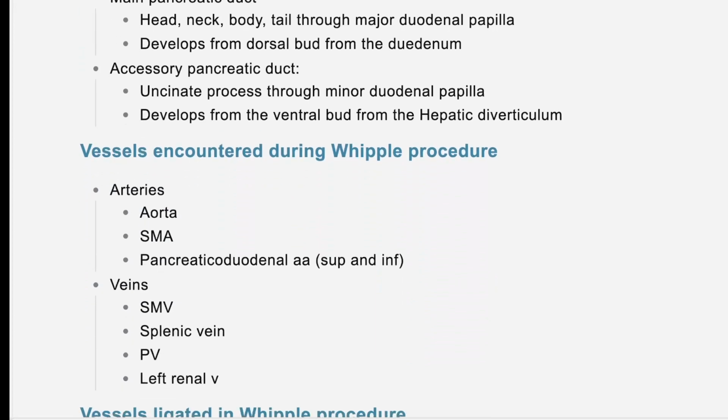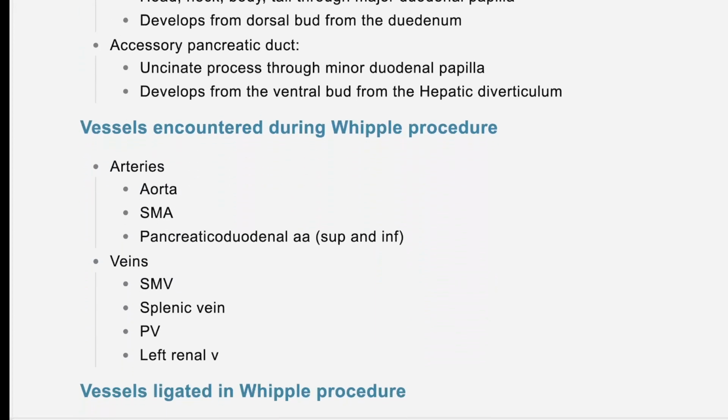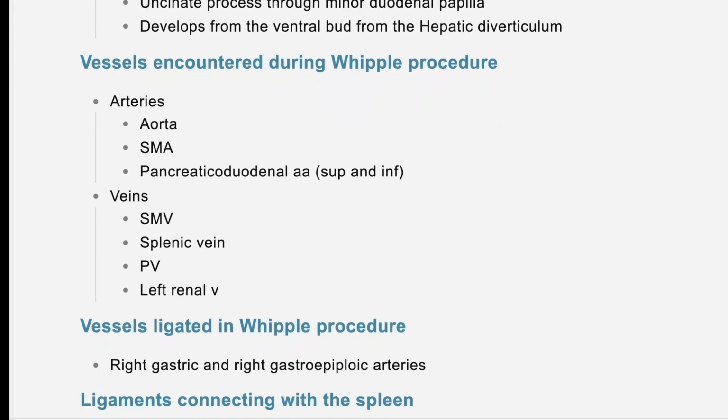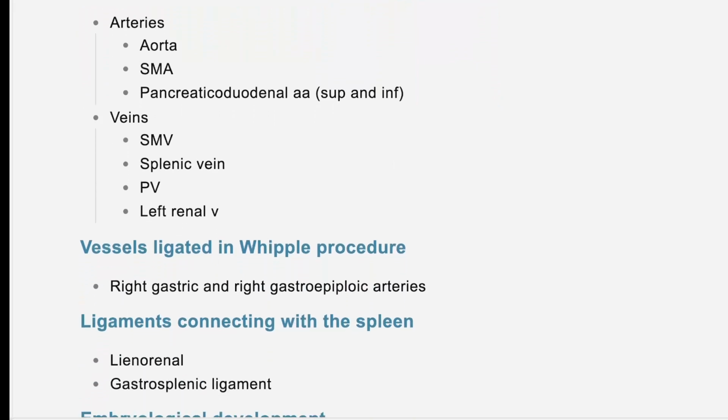Vessels ligated in the Whipple procedure would be the right gastric artery, I believe, and the right gastroepiploic artery. Ligaments connecting with the spleen are the lienorenal ligament and gastrosplenic ligament.